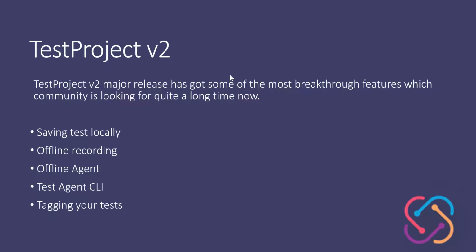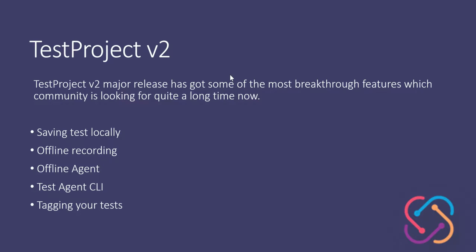So completely offline instead of talking to the TestProject cloud itself. And then there is a TestProject agent CLI, which has even more power to run tests from a command line interface instead of always running it from our IDE. And finally, you can also tag your test based on the tag that you're looking for, like smoke test or regression test or AI test, something like that. So these are the 5 major breakthrough features released in TestProject version 2.0, and we are going to see a couple of them in this particular video, and then in part 2 we'll be discussing the rest of them.